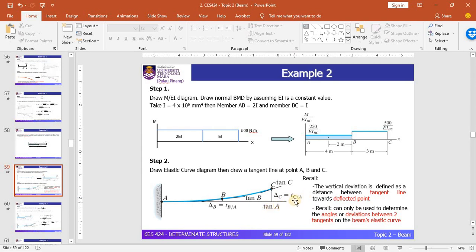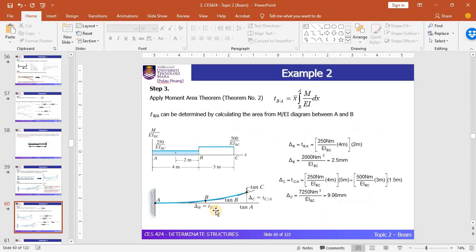And basically, this TCA is equal to delta C, and this TBA is equal to delta B. Okay, so we have done the elastic curve. Let's use those equations in the second theorem. So this is the second theorem that we have seen in the first lecture for this topic.